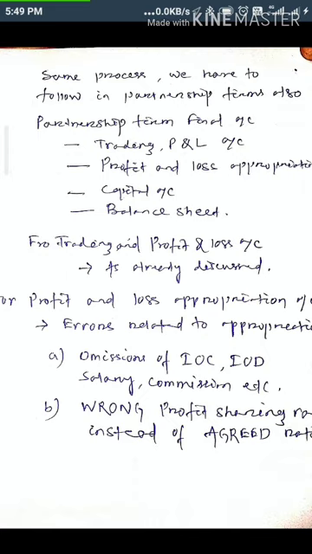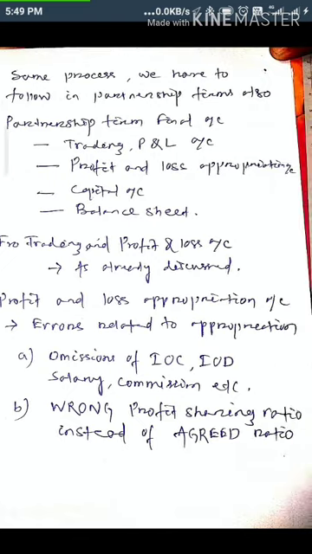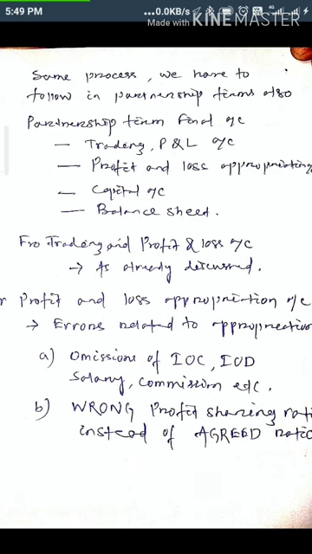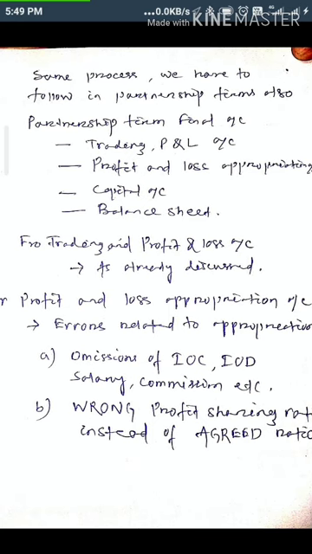In our future discussion, we will discuss all these mistakes. But first we will clear our idea. The focus point here is that if any mistake is observed related to the profit and loss appropriation account, then for that mistake we have to pass one single adjusting entry.